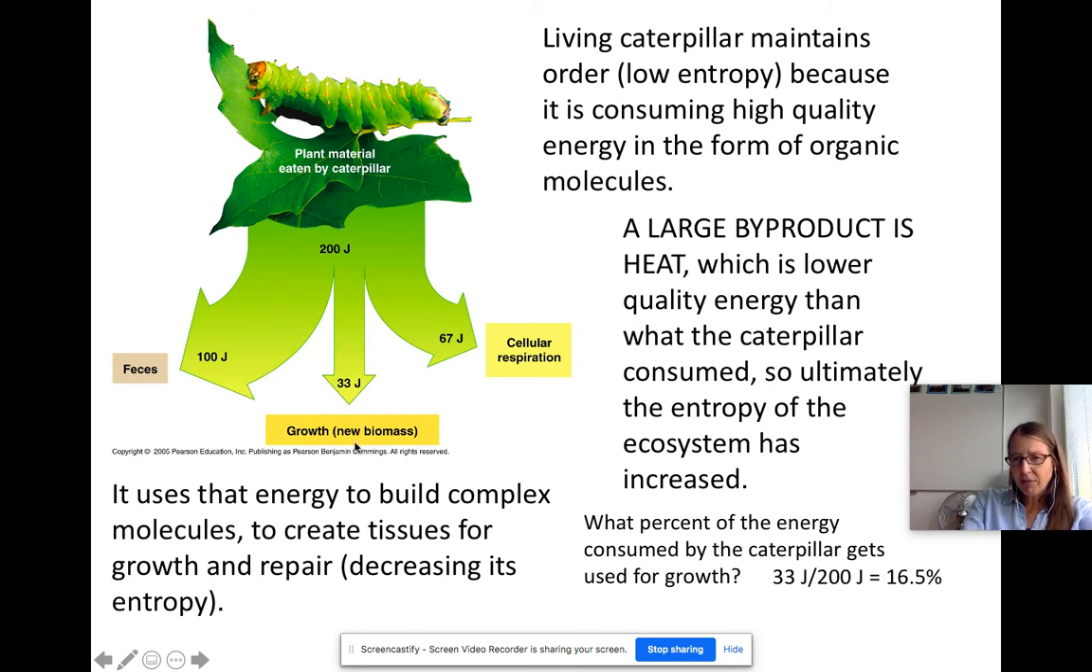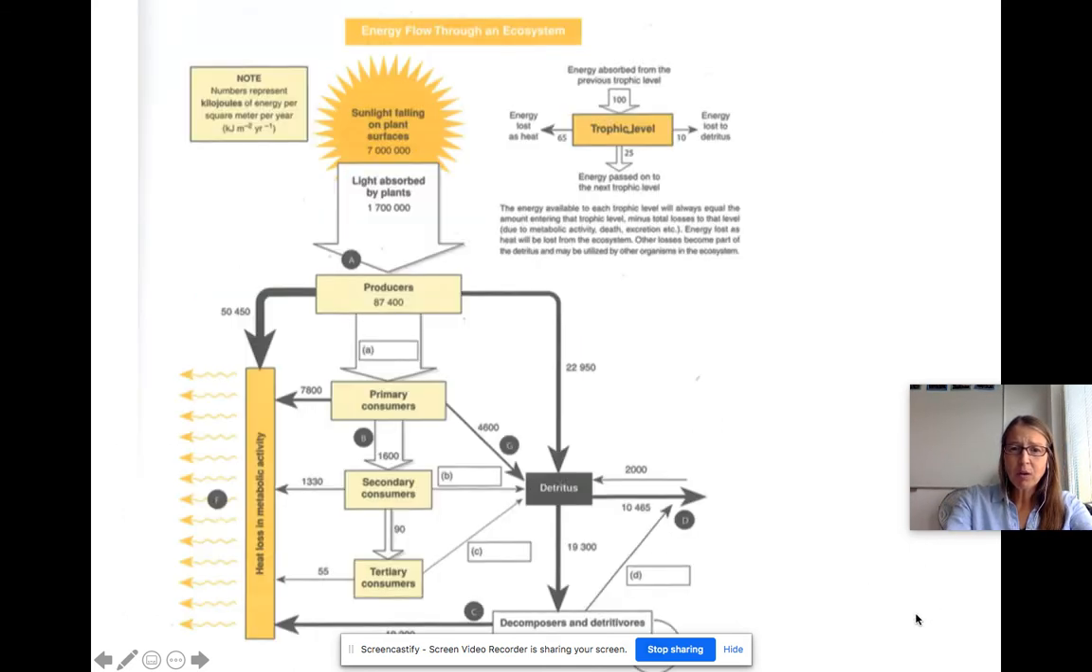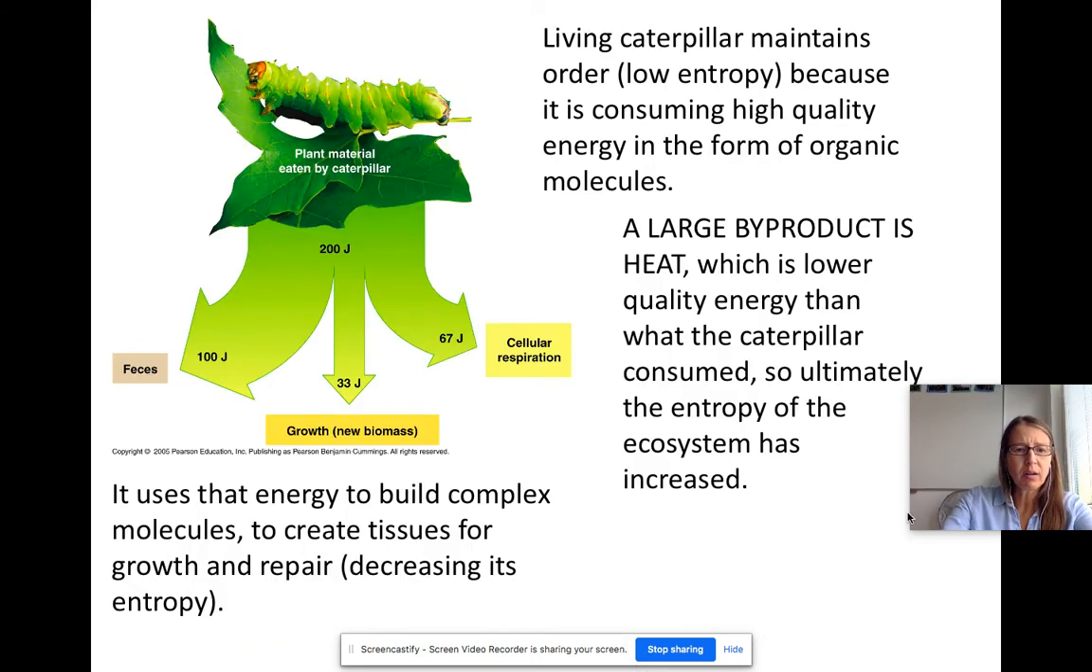You should be comfortable with being able to do that equation, being able to figure out the percent of something. So, what percent of 200 is 33? You take the 33 and you divide it by the total of 200 and then multiply by 100. So it's 16.5%.